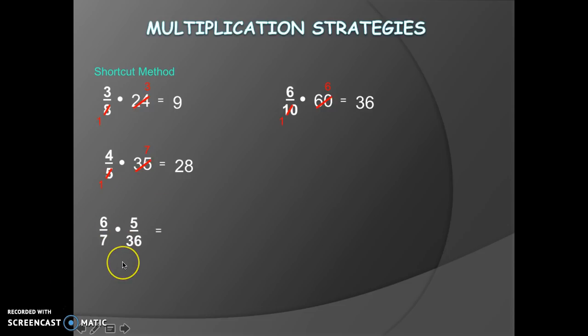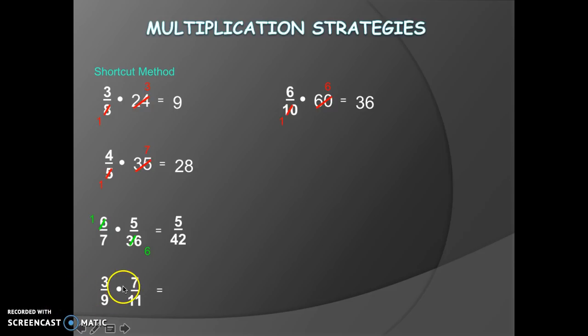Okay, let's take a look at this one. Sometimes you're not going to be able to simplify both fractions. In this example, I know that 6 and 36 can both be divided by 6. But I can't do anything with 5 and 7. So now I'm going to multiply across the top, multiply the numerators. 1 times 5 is 5. 7 times 6 is 42.